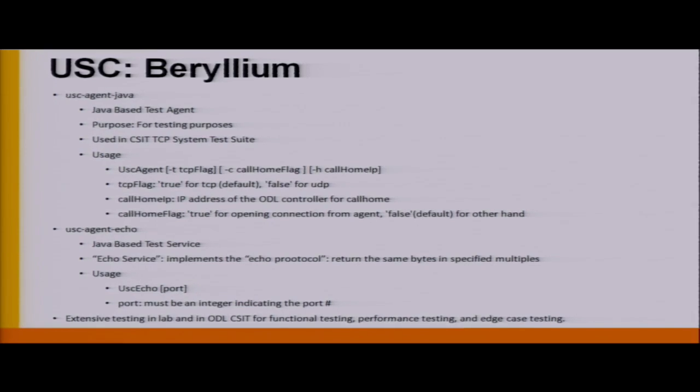With USC agent, you can provide it with 3 flags: TCP flag, call home flag, call home IP. The TCP flag is true by default, being TCP, false if it's UDP. We also offer a call home flag and a call home IP for you to specify if the agent should initiate the connection to your controller.